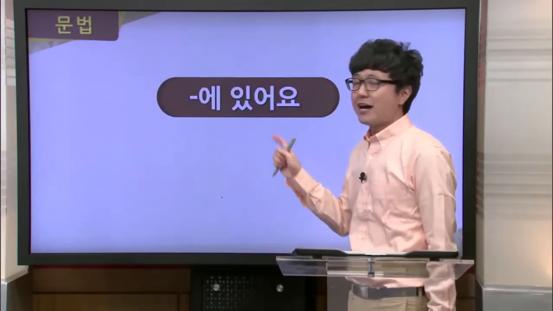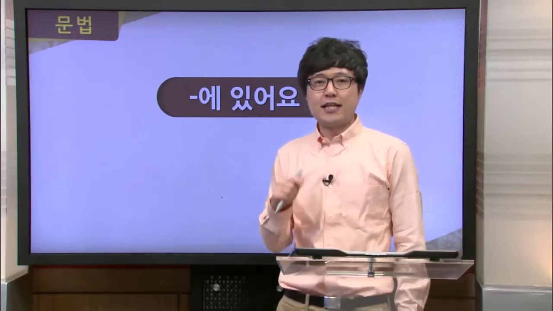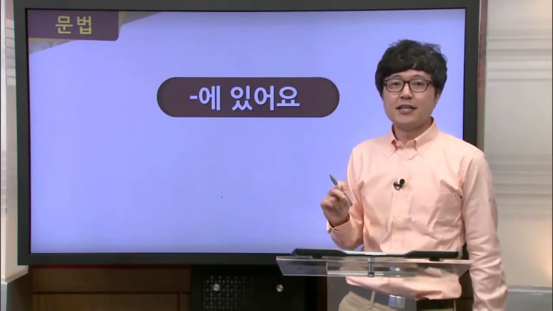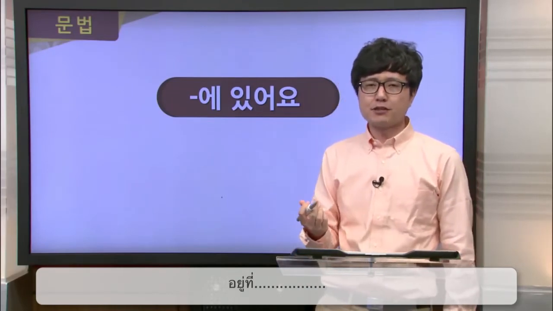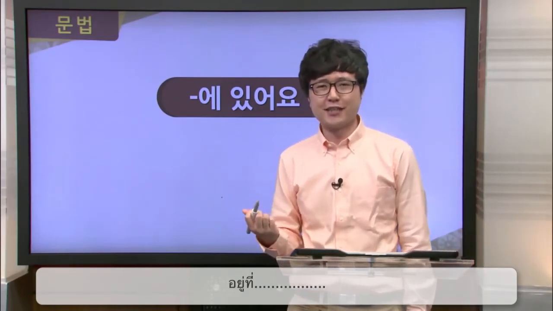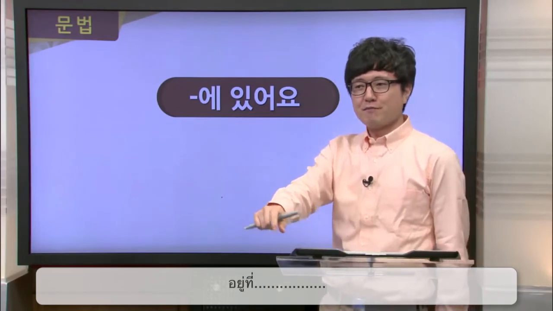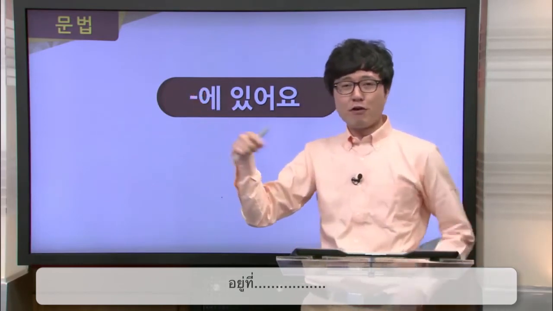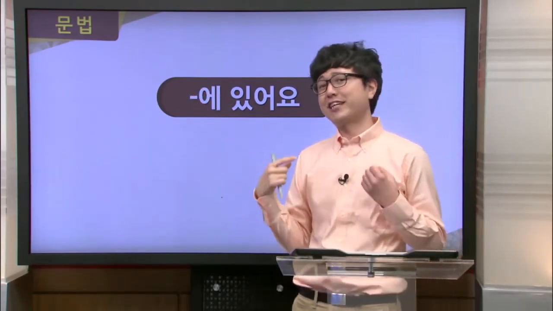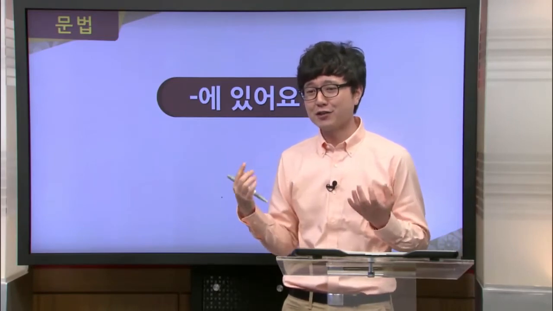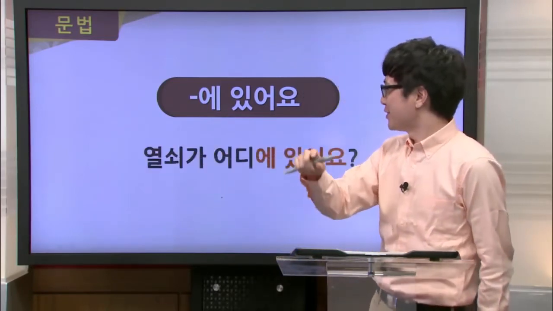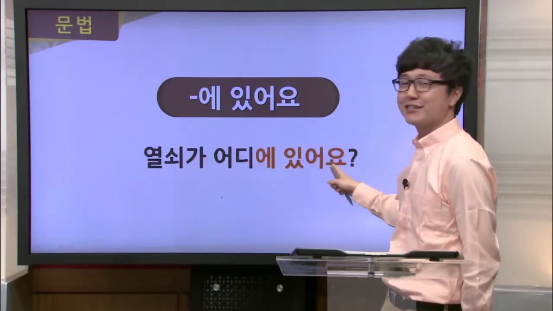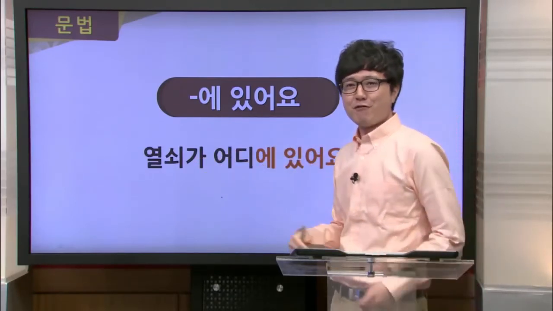The first grammar we have is 에 있어요. Now this grammar here, 에 있어요, is used to indicate that an object or a person exists. So if you look at the dialogue from before, what were we looking for? We're looking for the keys. So how would we ask, where are the keys? We would ask by saying, 열쇠가 어디에 있어요? Now, where are the keys?